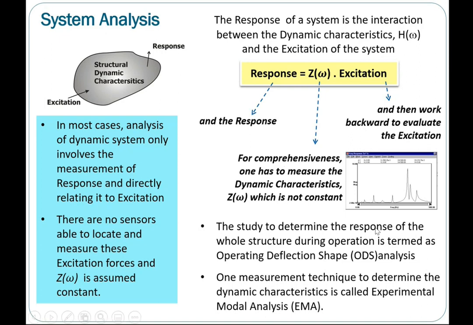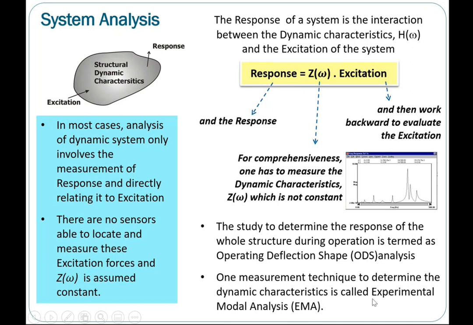So if I want to know the machinery dynamics, or the dynamic behavior of the machines, then I need to determine the system, or what we call the dynamic characteristics. To determine these dynamic characteristics, one of the experimental techniques that we can use is what we call experimental modal analysis, EMA. This is what we will later be conducting in the laboratory sessions.